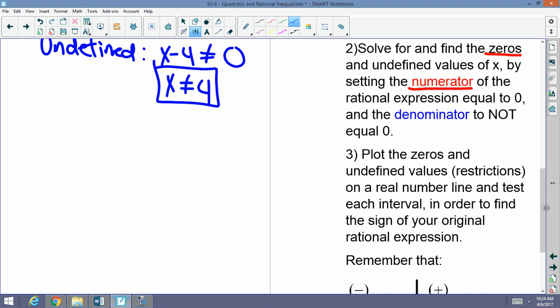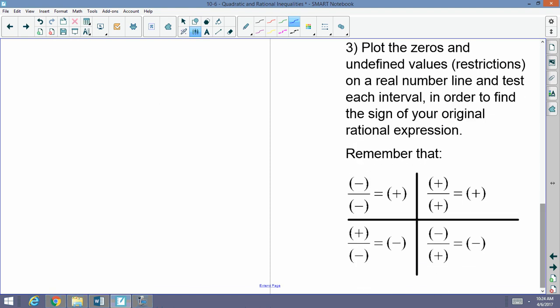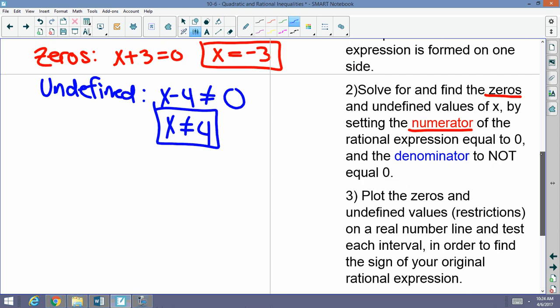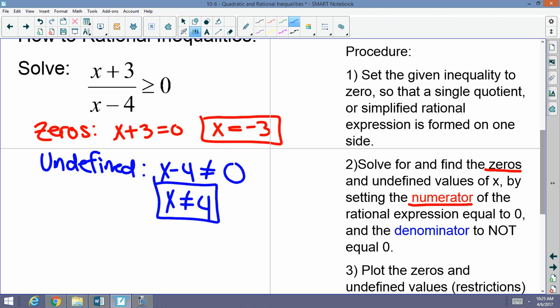Now, plot the zeros and the undefined values or the restrictions on a real number line and test each interval in order to find the sign of your original rational expression. Again, remember that a negative over a negative is a positive, and a negative over a positive is a negative. So, what do I do here? On my number line, again, you cannot use the trick, guys. I am sorry. Now, oh, come on, Moto, pay attention. So, check this out, guys.